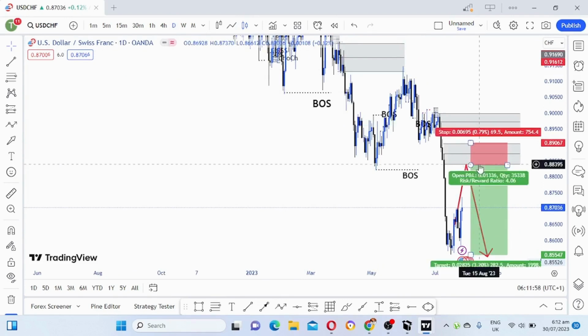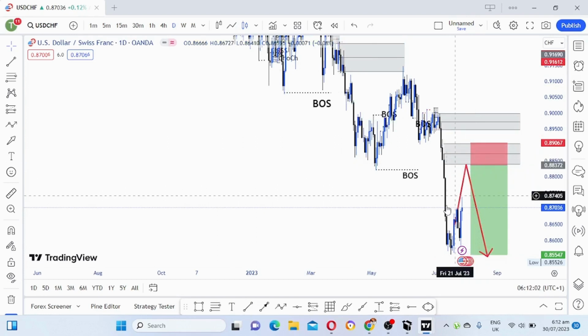We are expecting a potential lower high. We don't know where that lower high will be, but we have certain criteria that we follow when we are drawing our supply and demand zones. There are criteria that you have to follow if you are drawing supply and demand zones.